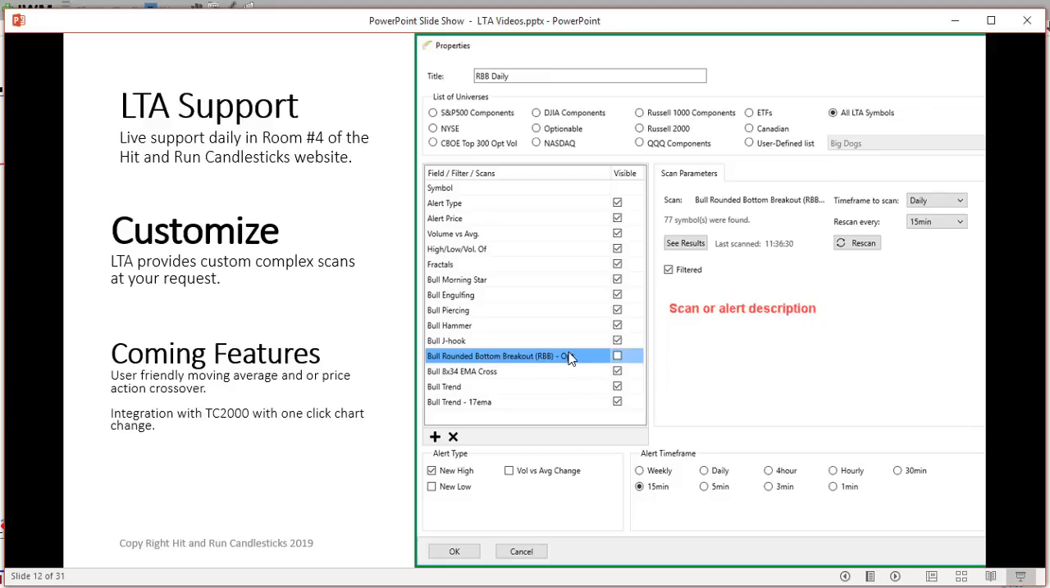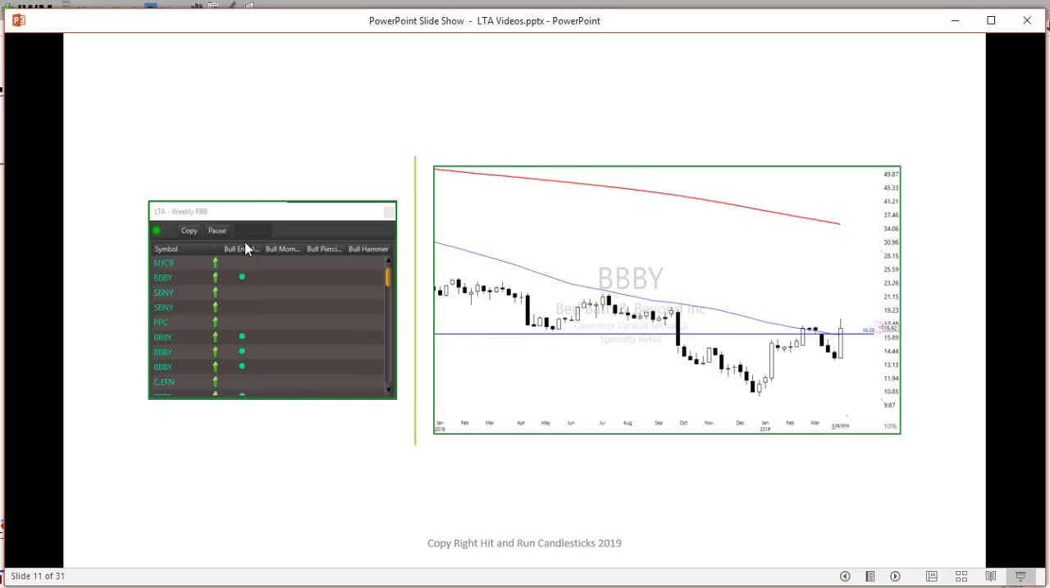Well, let's talk about this one again. This RBB, see how that's filtered? Another way to think of that is absolute. If I have that check mark, the only thing it's going to filter for is the rounded bottom breakout. But if I have these other scans on here, it will tell me when there's the bullish Morningstar or Engulf or Piercing or Hammer candle, just like we saw. Let's see, can I go back? Like the Engulf, it throws that dot up there, giving me the Engulf signal.